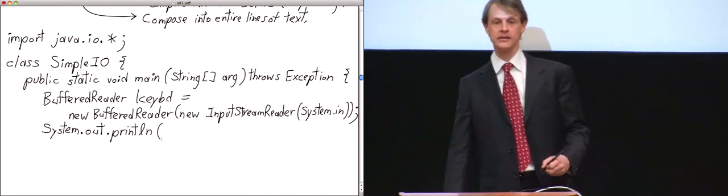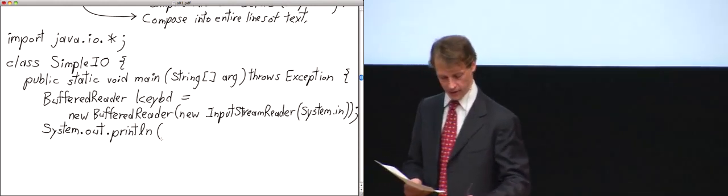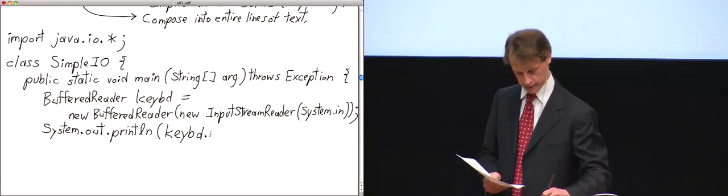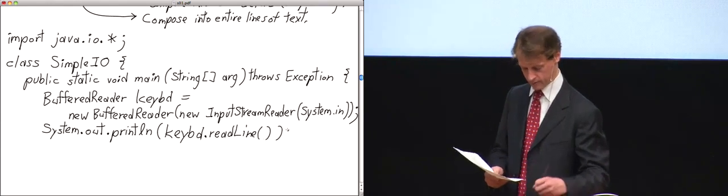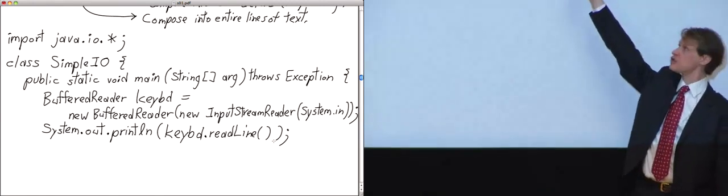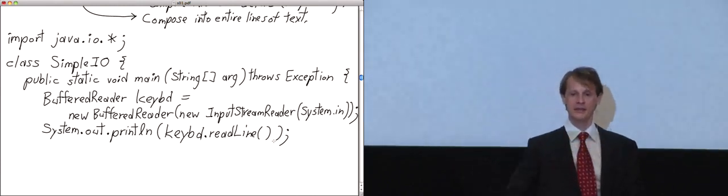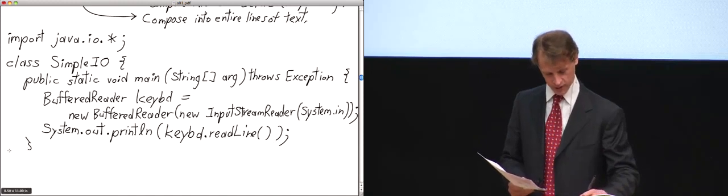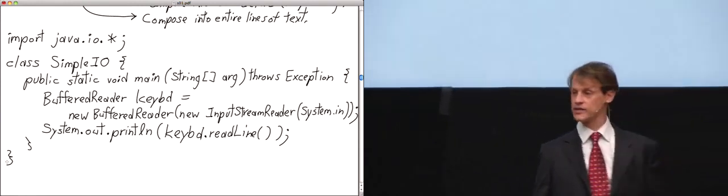Then inside the parentheses, I put a string that I want to print. Well, I'm going to get a string by calling readLine on the keyboard. So again, this readLine method returns a string. That string is going to become the parameter to the println method, which prints that string. And then with a few closing braces, that's the end of my program. Any questions about that?